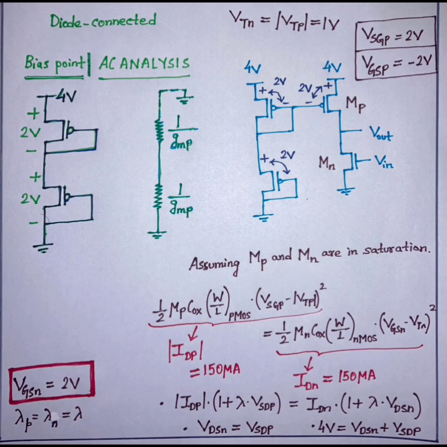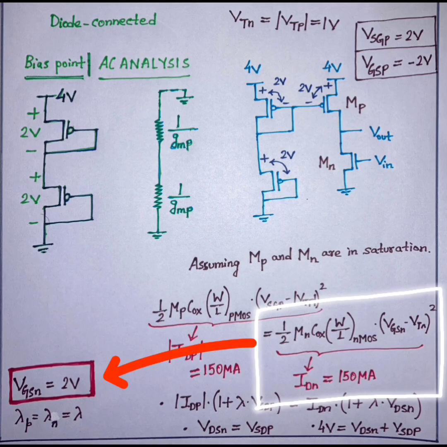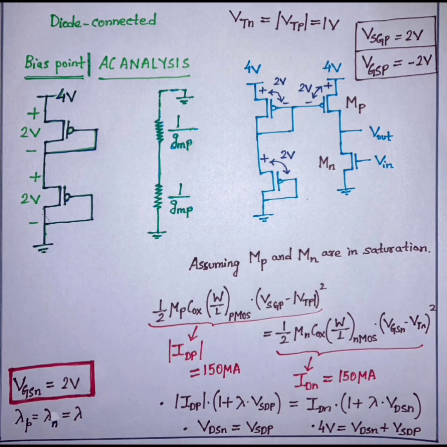Since 150 microampere current has to also flow through the NMOS, from there we have the values like mu N, COX, W by L of the NMOS. So there your VGSN, if you just calculate, will come out as 2 volt. So your overdrive will be 2 minus 1, that is 1 volt. And also we are ignoring the channel length modulation, but just saying that since both are in saturation, you can consider that the VSDP, the voltage from source to drain in the PMOS, and the voltage from drain to source in the NMOS are also the same.